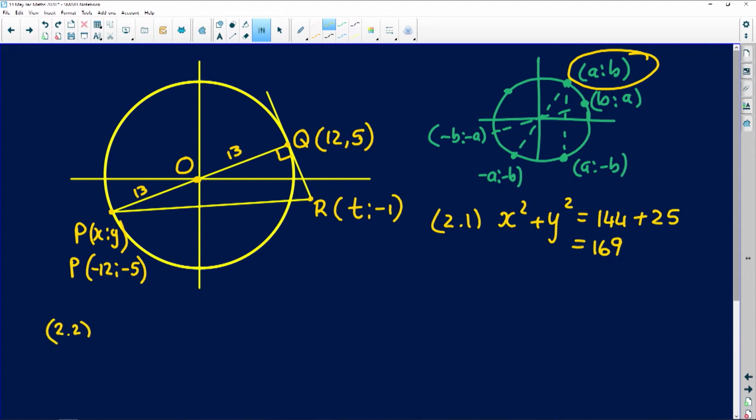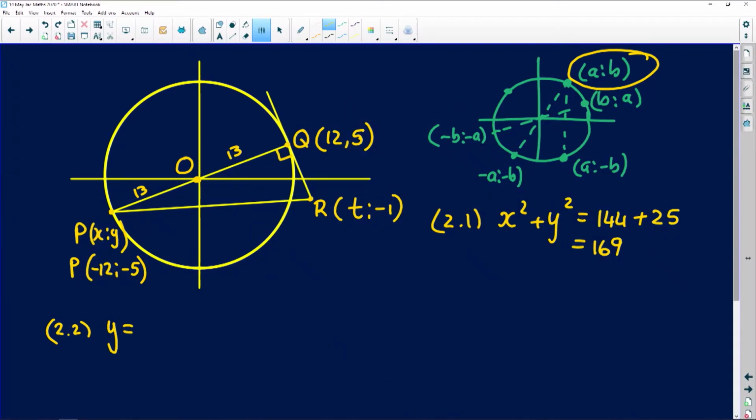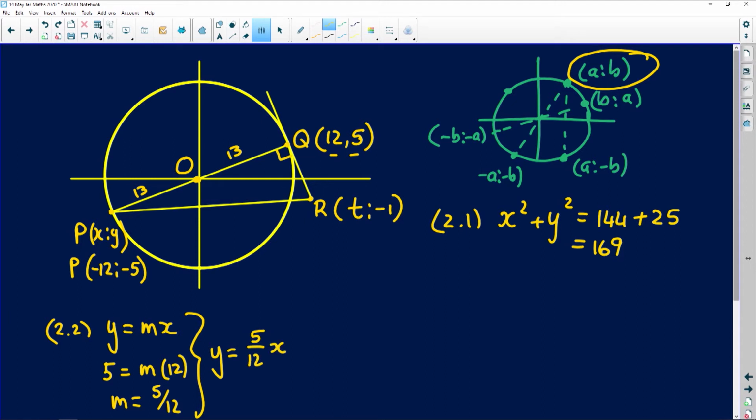Question 2.2, they ask us, determine the equation of the line that passes through P and Q. Now, folks, remember again, we've hit the jackpot. The line goes through the origin. So the equation of the line is y equals mx. The c value is 0. And they gave me that point over there. So the y value is 5, m times the x value, which is 12. So the gradient will be 5 over 12. And with that information, the equation of the line is y equals 5 over 12 x. So far you've got 5 marks, an easy 5 marks that we had to deal with.